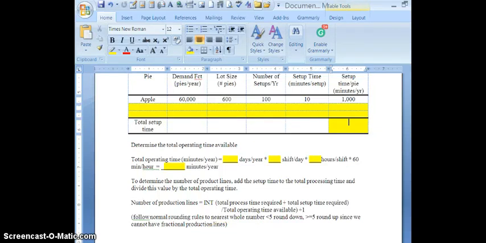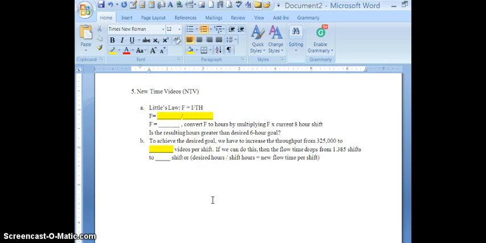For problem 5 involving new time videos, we're going to use Little's Law, which says flow equals inventory divided by throughput. First we're going to calculate flow by inserting whatever our inventory was from the problem divided by our throughput. That will give us a number F, and we want to convert F to hours by multiplying F times the current 8-hour shift.